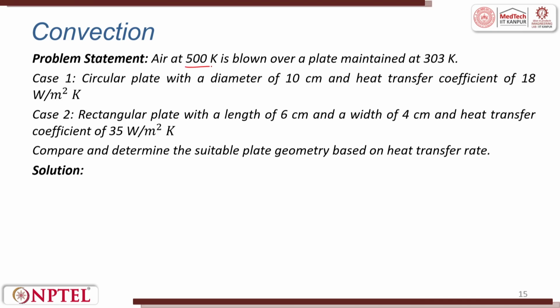Air at 500 Kelvin is blown over a plate maintained at 303 Kelvin. Case 1 is a circular plate with a diameter of 10 cm and heat transfer coefficient of 18 watts per meter square Kelvin. Case 2 is a rectangular plate with a length of 6 cm and width of 4 cm and heat transfer coefficient of 35 watts per meter square Kelvin. Compare and determine the suitable plate geometry based upon the heat transfer rate. Now, we have two cases here.